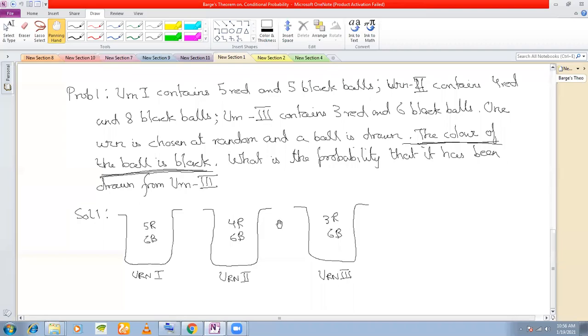Urn 1 contains 5 red and 6 black balls. Urn 2 contains 4 red and 6 black balls. And urn 3 contains 3 red and 6 black balls. Okay.